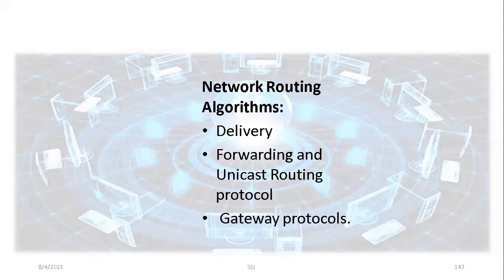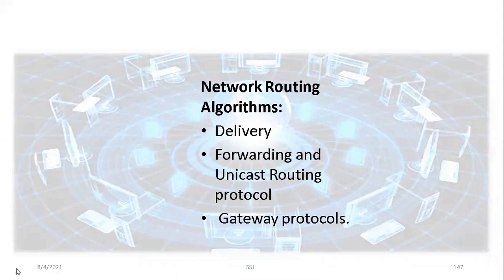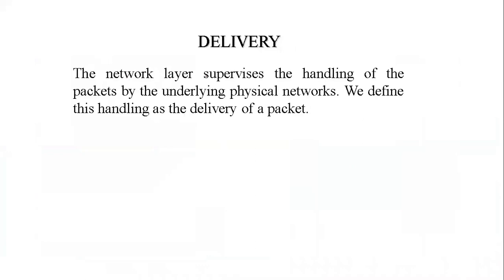So basically, whenever we are talking about network routing algorithms, the first and foremost thing we have to know is delivery. The network layer supervises the handling of the packets by the underlying physical network. We define this handling, that is how the network layer is sending a packet from the source to the destination, as the delivery of a packet. Now, when we are talking about the delivery of a packet, we will have two types of delivery. The first will be the direct delivery, and the other will be the indirect delivery.